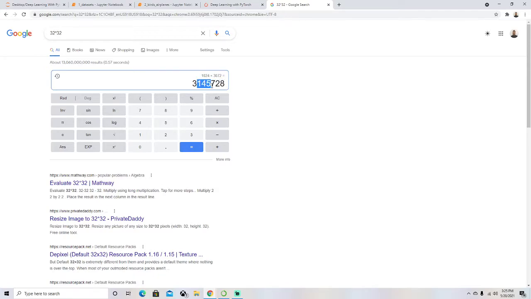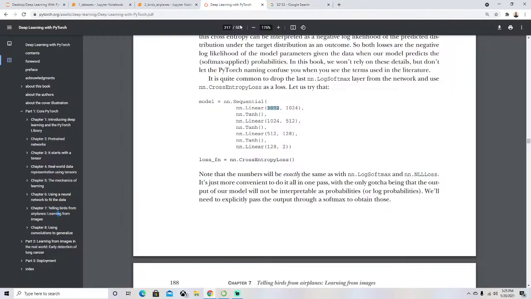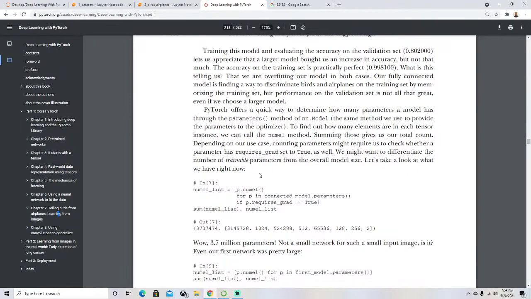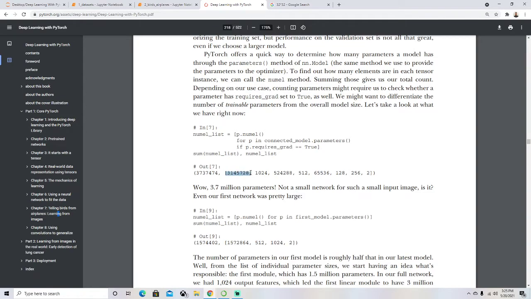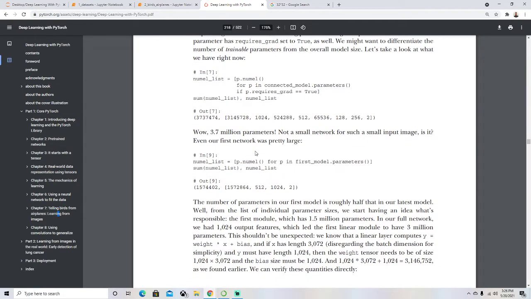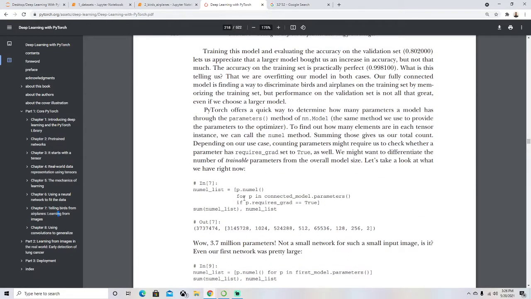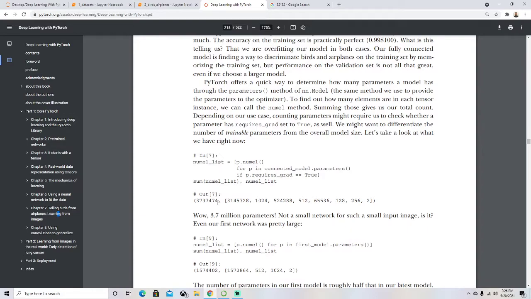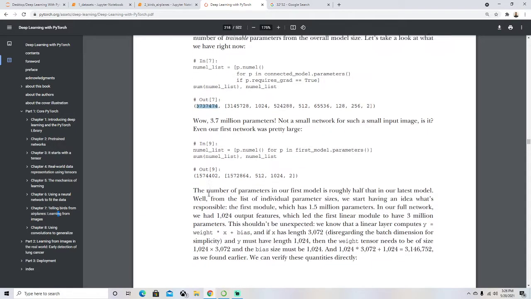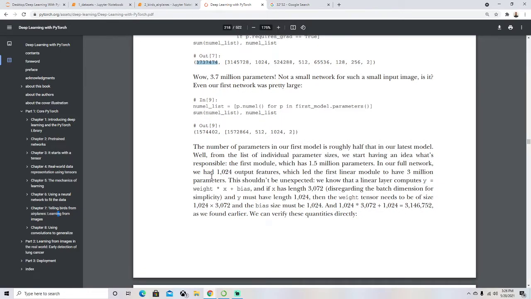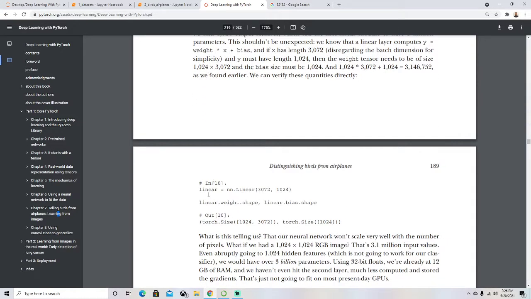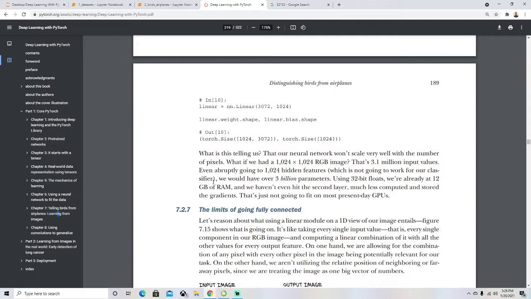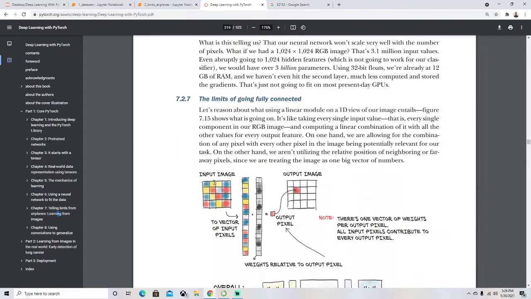3.1 million. Okay, 3.1 million. That's where that number's coming from. So that's what I mean about each node being connected to each pixel. That's how many calculations it has to do per image. So that's a substantial amount of arithmetic calculations, or linear algebraic calculations. That's why it takes such a long time to train.